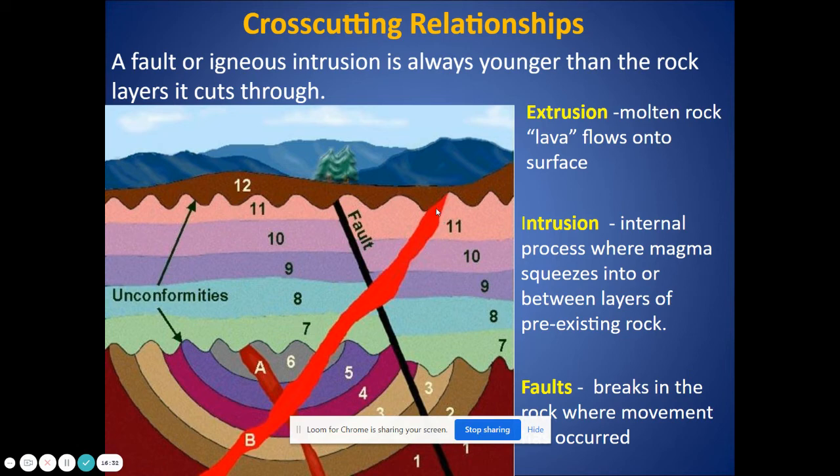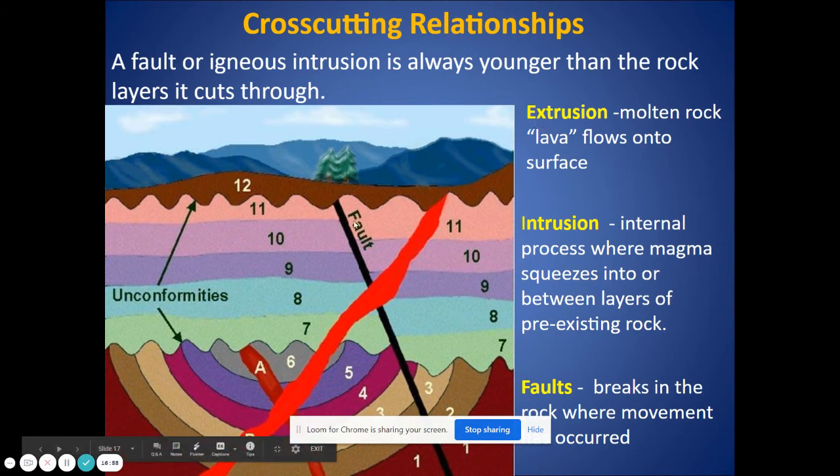And these don't ever get up to the surface, right? So they're up underneath. Here would be the surface right up in here. So they are what you would call intrusions: internal, where magma squeezes in between layers of pre-existing rock. And if they did go out onto the surface, they would be extrusions, like lava.